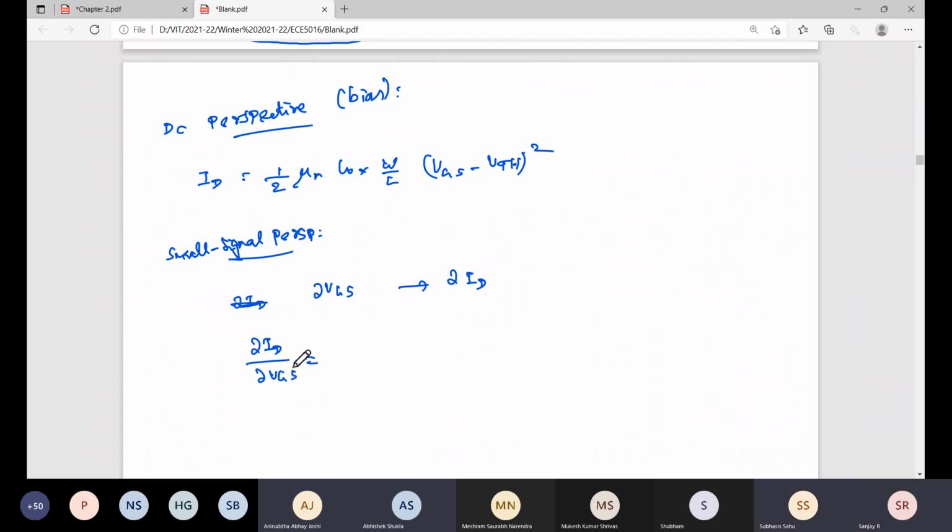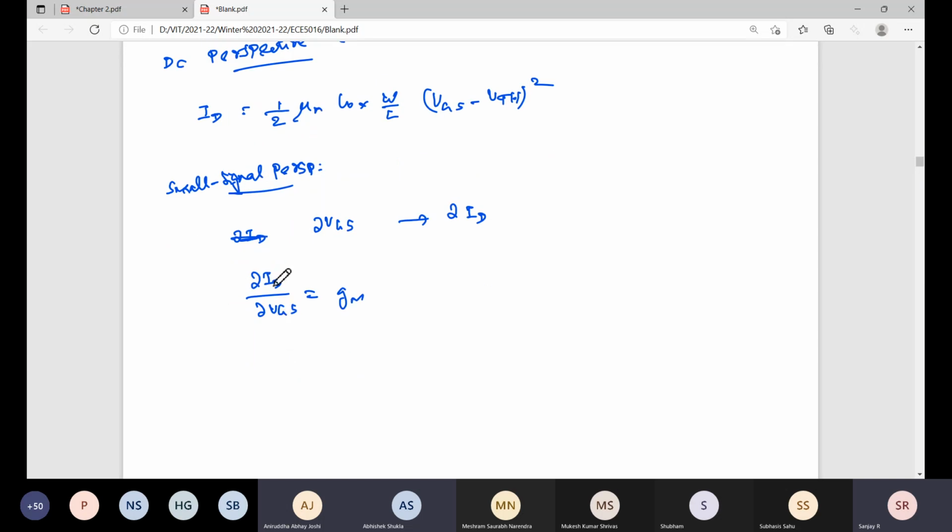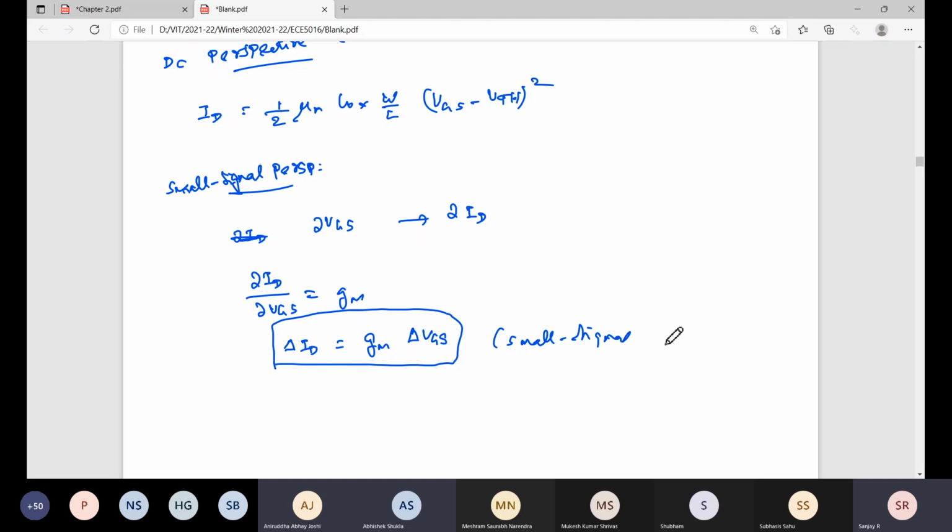What is this definition? We have studied gm in the last class. What is gm? So let's assume del ID is a very small term. So del ID equals gm into del VGS. Am I correct? Only small signal, small differential. So this is the equation for the small signal model for gm, the relation between current and voltage in the small signal.